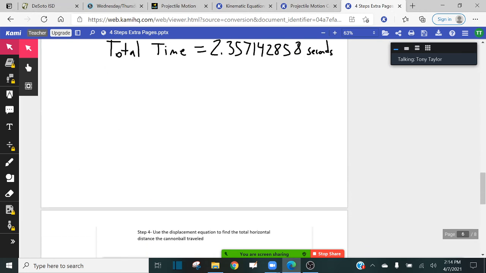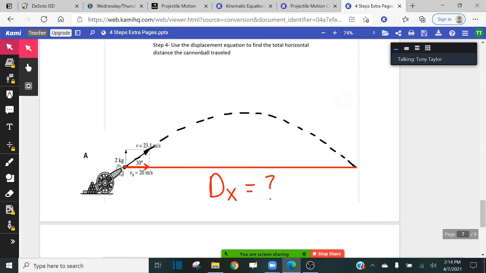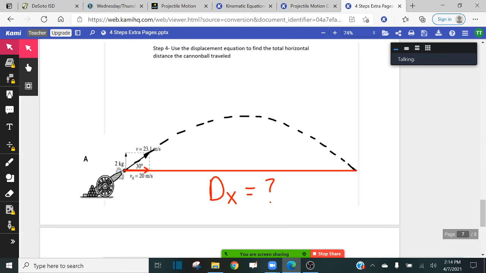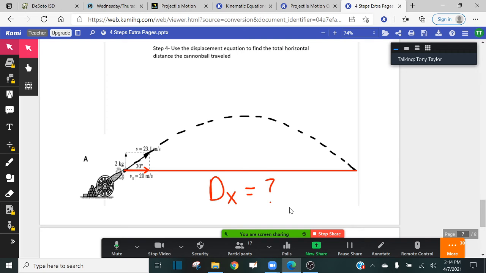Now, the last step is step 4. Step 4 says use the displacement equation to find the total horizontal distance the cannonball traveled. Okay, so now guys, since we're looking at the horizontal distance, we're focusing on the x direction here, because horizontal distance just means the displacement of the object in the x direction. That's what we're looking for.